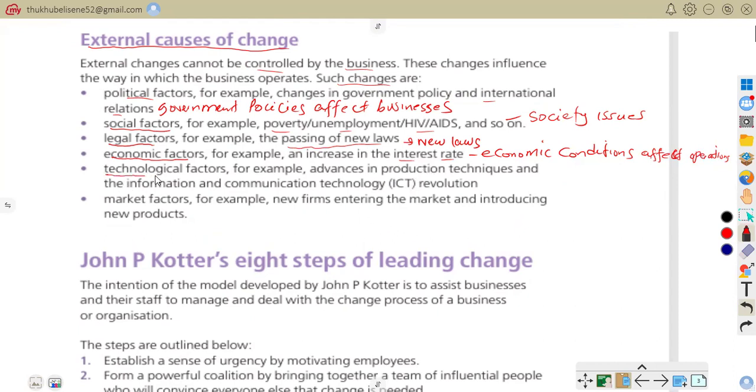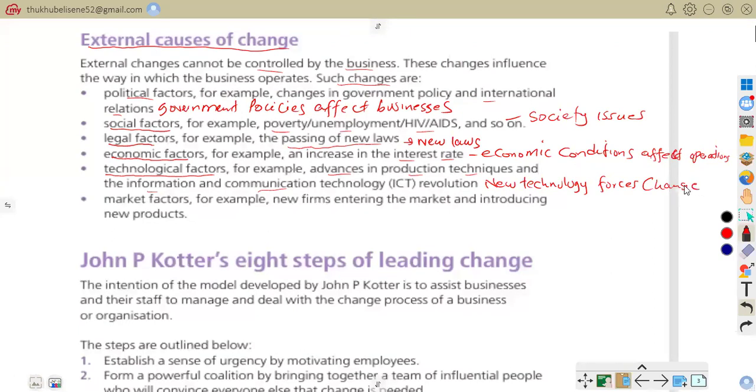Another factor is the technological factor, for example, advances in production techniques and the information and communication technology revolution. That is the technological factor, where new technology forces change.